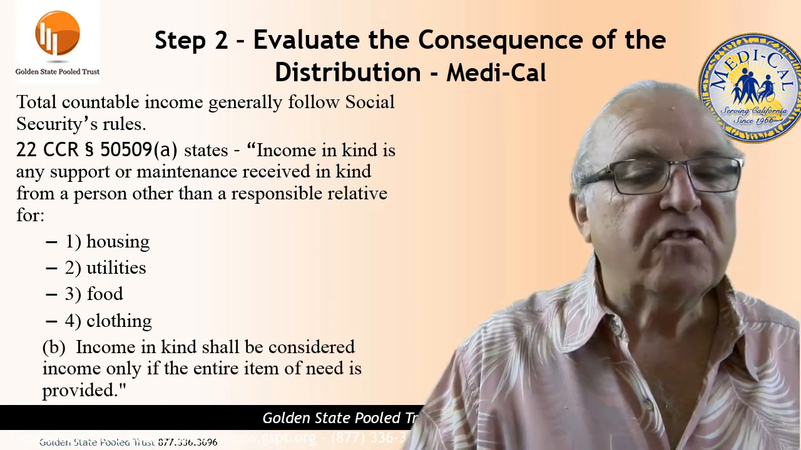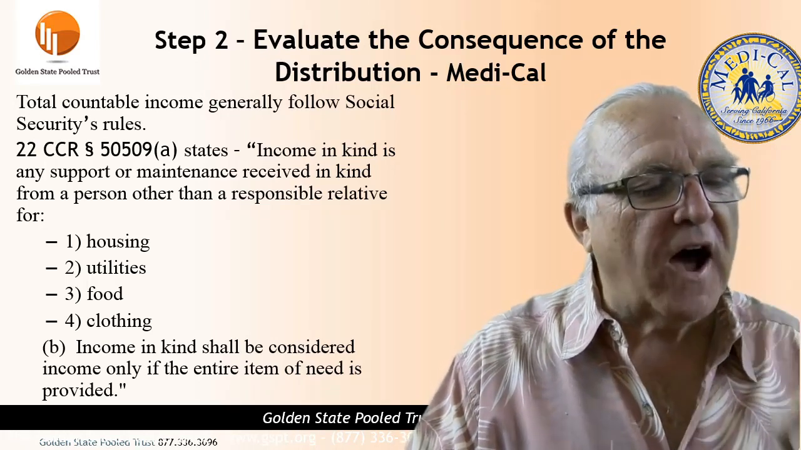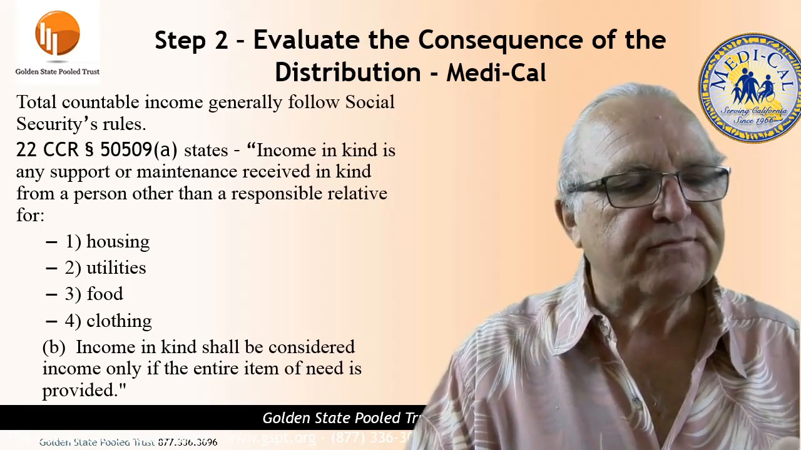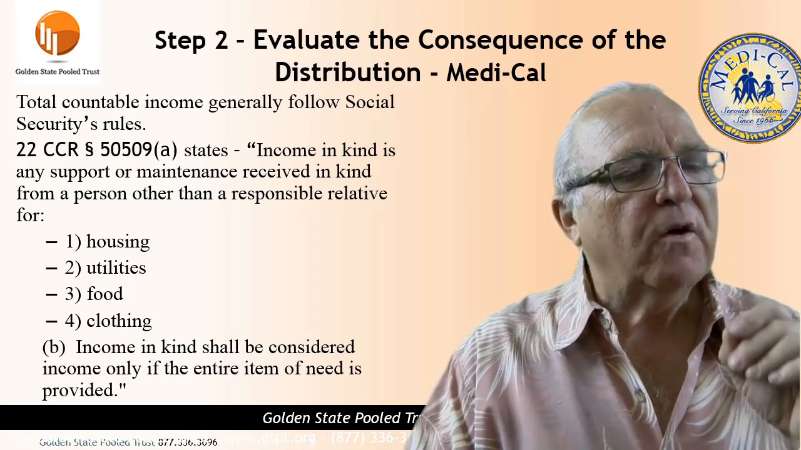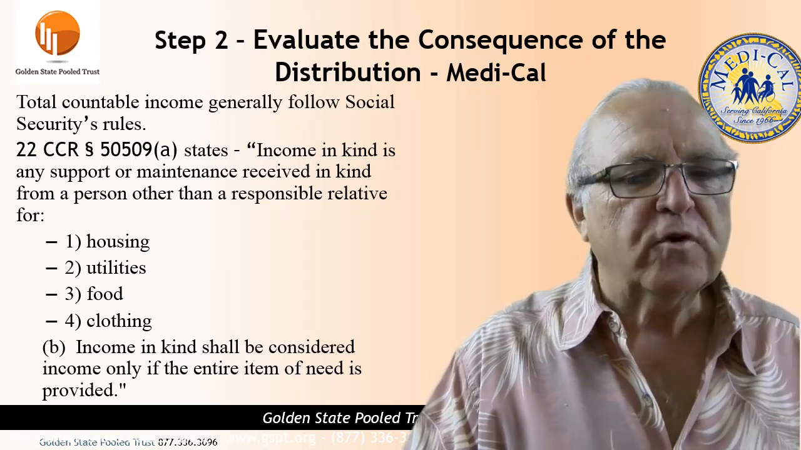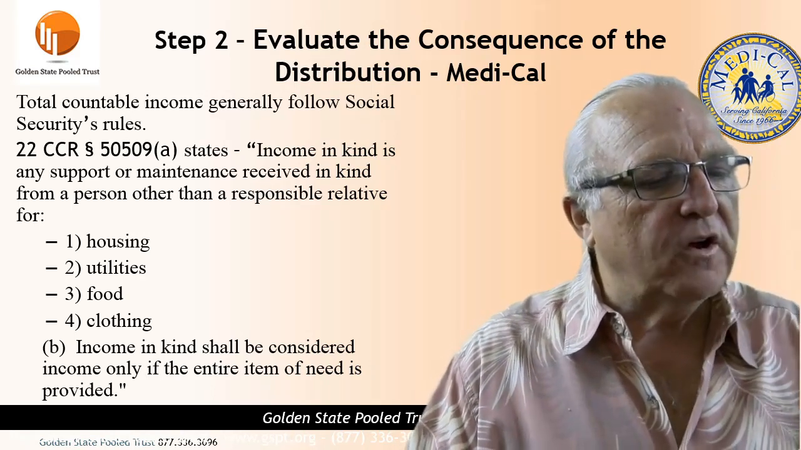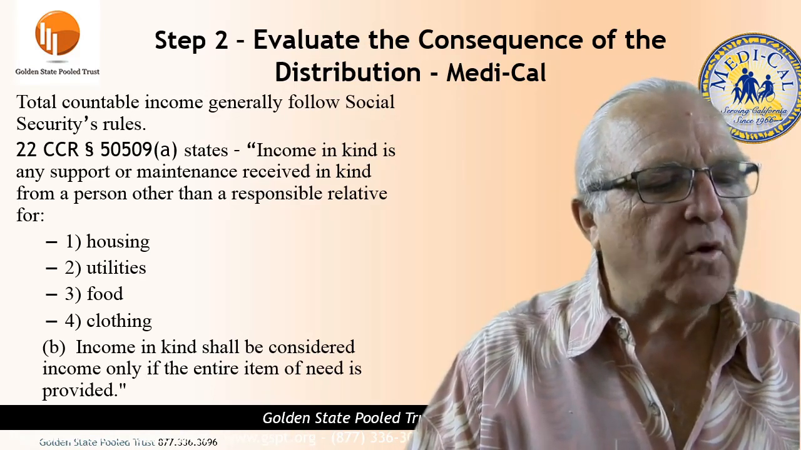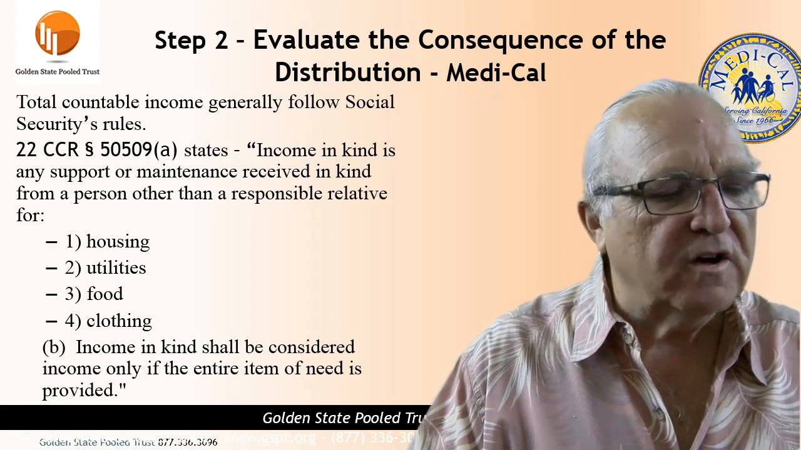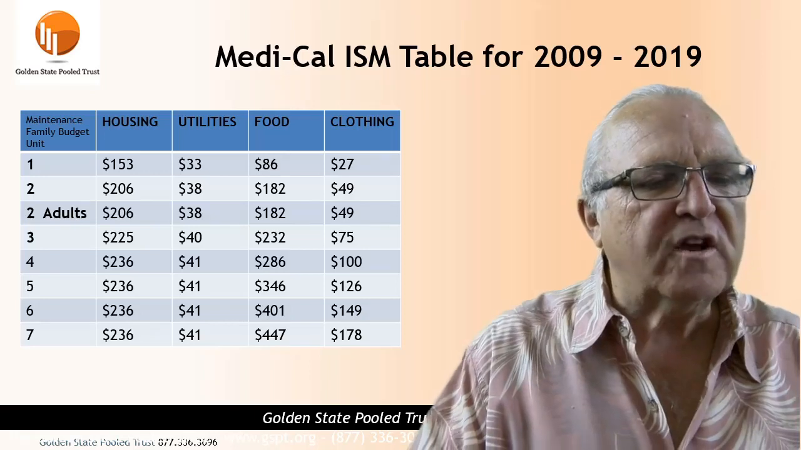And this is the part that's really important. Income in kind shall be considered income only if the entire item of need is provided by this outside source. What they're saying is that if you're getting assistance for housing, for instance, from an outside source, the income is going to be counted according to a table we're going to see in a minute, but only if the benefits recipient has their entire need taken care of. So let's look at this table.